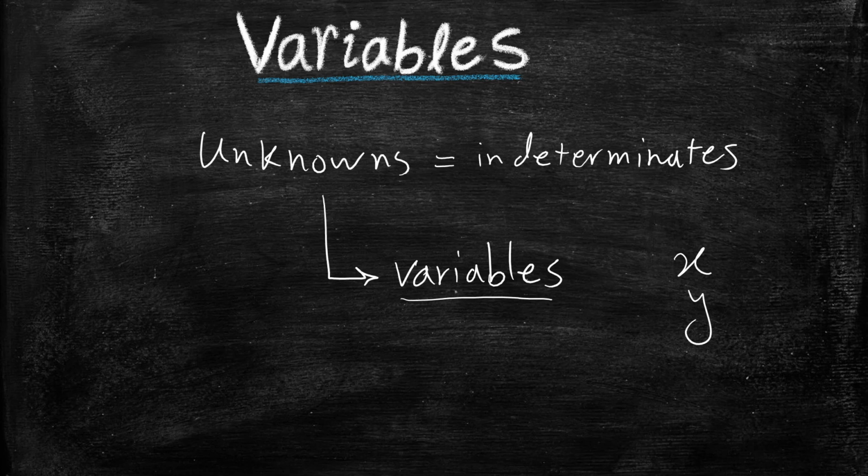So variables are a type of unknowns. Their value is not immediately known to us. The difference is that variables, they vary. They don't have a constant value. Let's give an example.